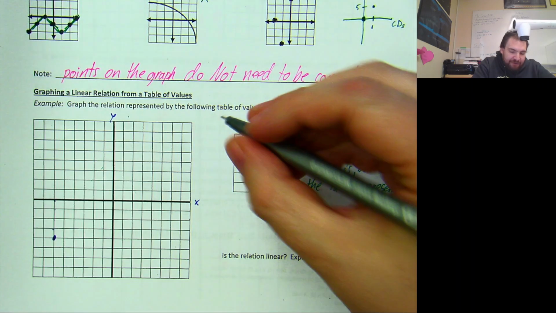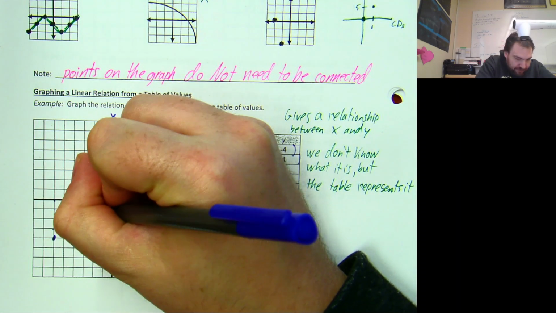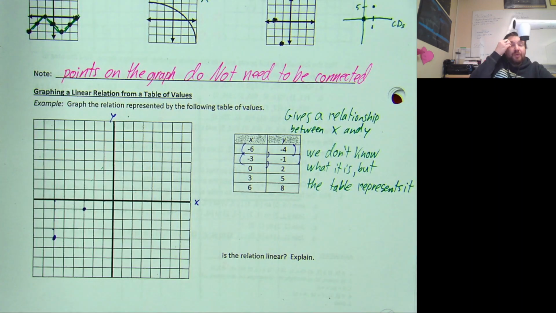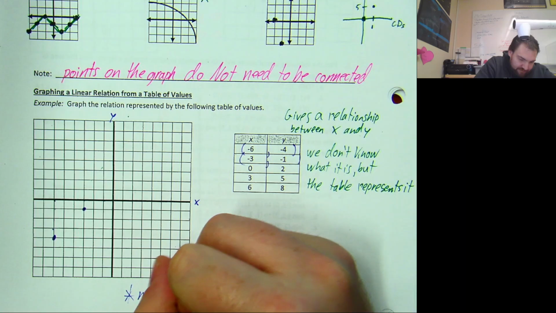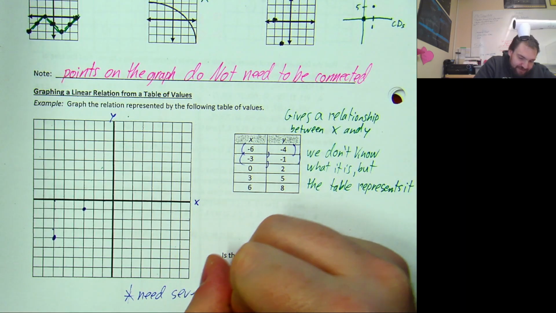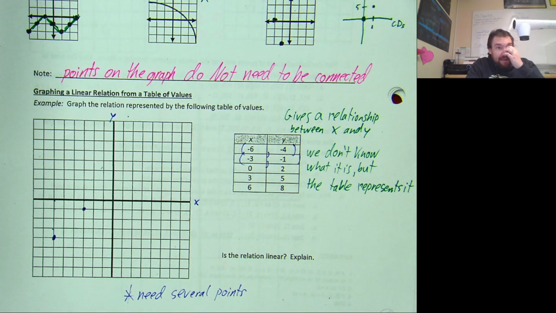So now my next one, -3, -1, is going to be over here: 1, 2, 3, down here, 1. With those two dots, does it look linear? I mean, could I draw a straight line that connects those two dots together? Yes. But 2 dots is never enough. We need several points to verify linearity. You can make anything look linear if you only look at a certain number of points.